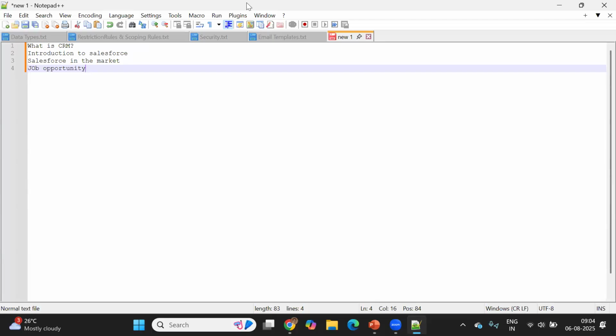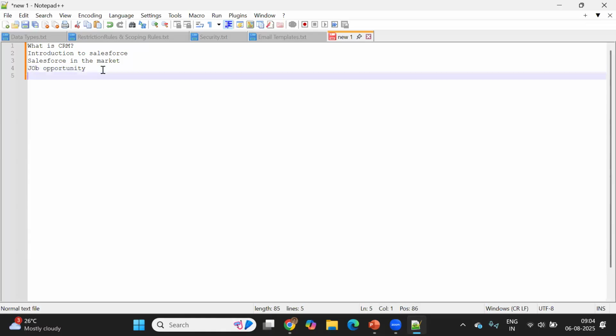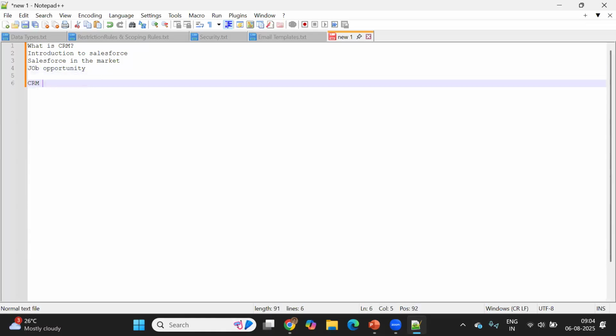So let's try to understand some basic information about Salesforce before stepping into the Salesforce CRM here. To start with the Salesforce CRM, first you need to understand what is CRM. The CRM is nothing but customer relationship management. So why can this customer relationship management be used?